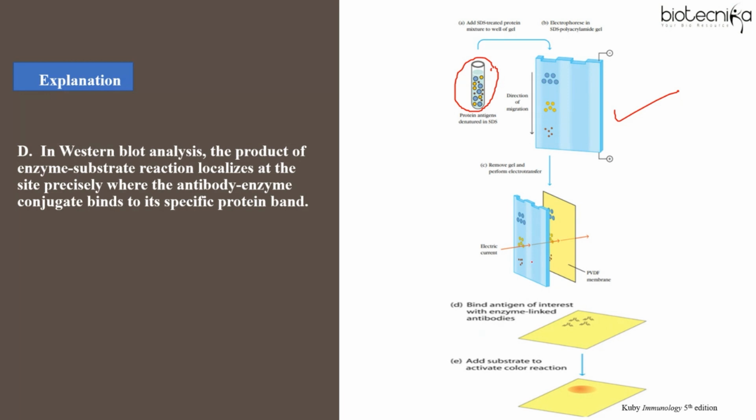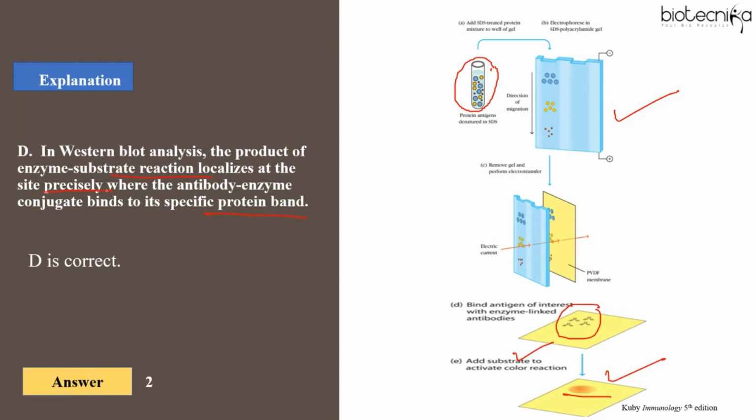The proteins you transfer from gel to the membrane, that is you perform blotting. And finally, you add the antibody conjugated with enzyme specific for your protein of interest or antigen of interest. So antibody will bind to the antigen, right? And you add the substrate. So enzyme catalyzes the conversion of substrate into the color. So yes, when you see this sheet, which can be made up of nitrocellulose or PVDF, the antibody enzyme conjugate binds to its specific protein band. So yes, the product of enzyme substrate reaction localizes at the site. So this statement is correct. And the answer here is therefore option 2.